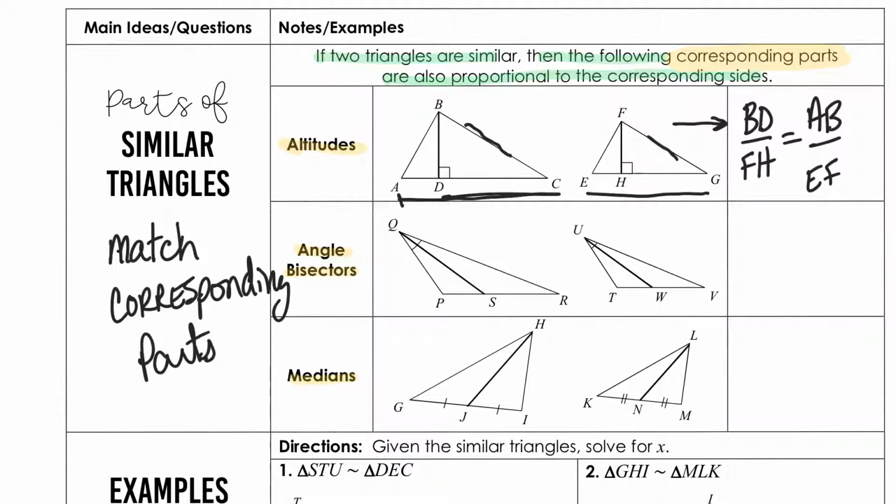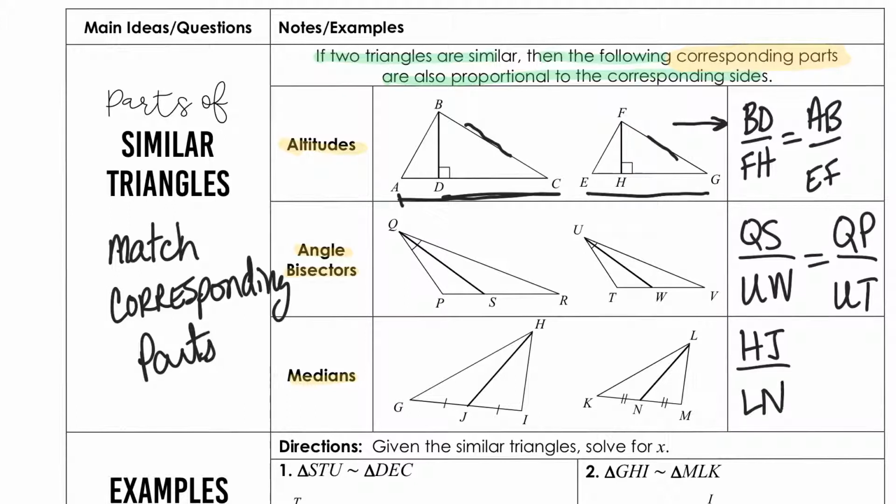So let's look at the angle bisectors. The angle bisectors are QS and UW, and they would correspond or be proportional to, say, QP and UT. And lastly, the medians. We have medians HJ and LN, and they're going to be proportional to, let's say, GH and KL. So when we're matching corresponding parts, that is the key.